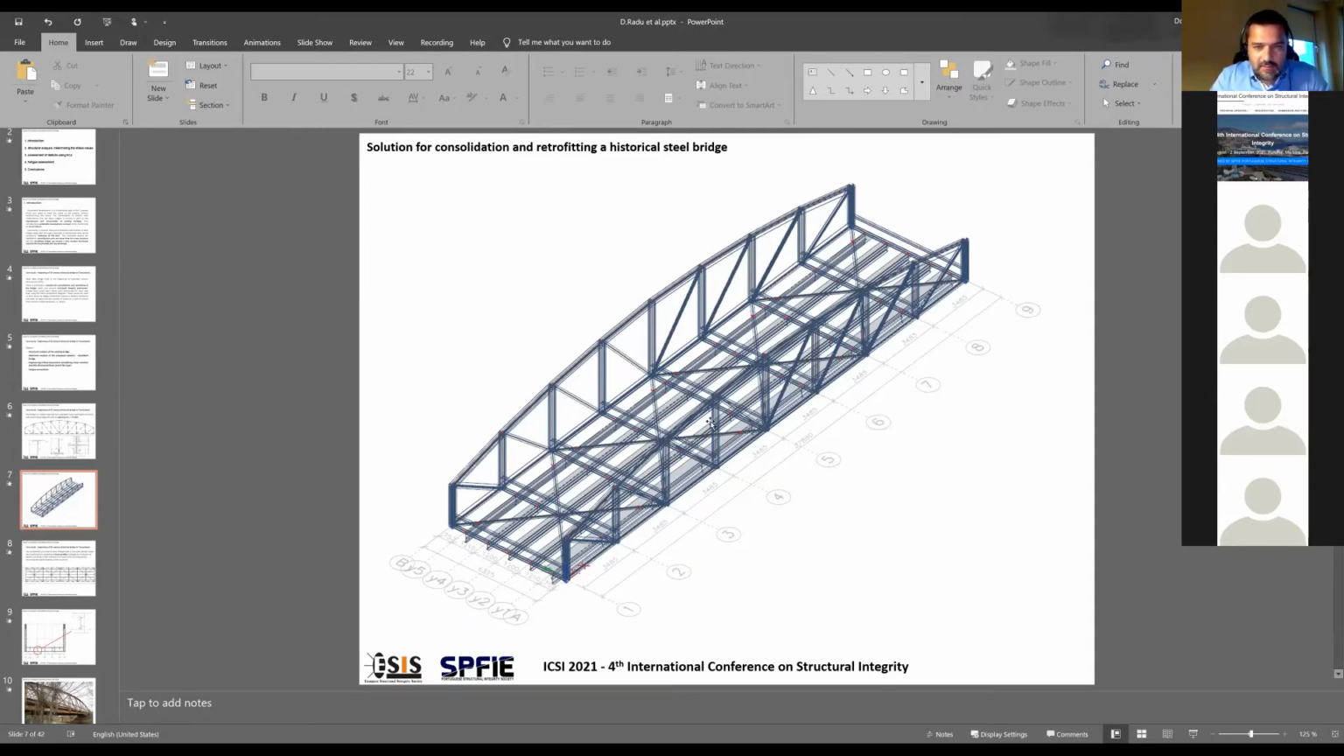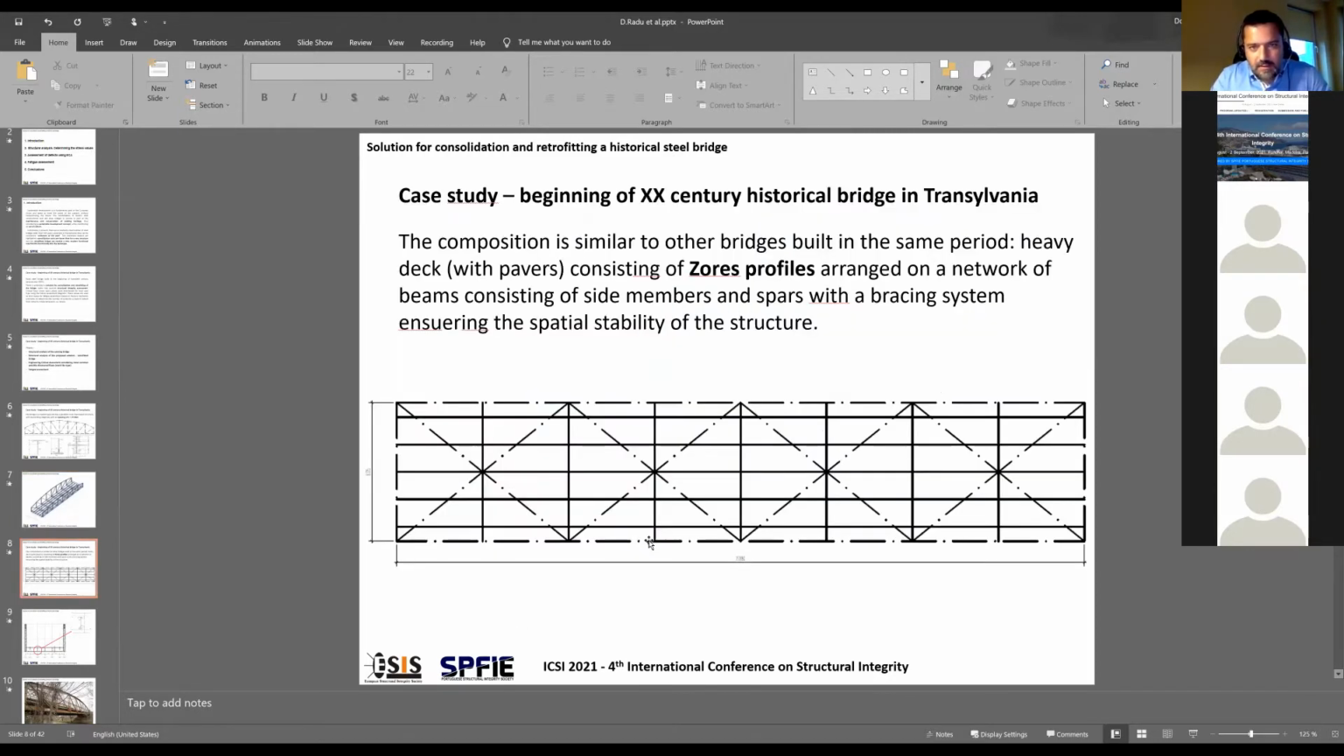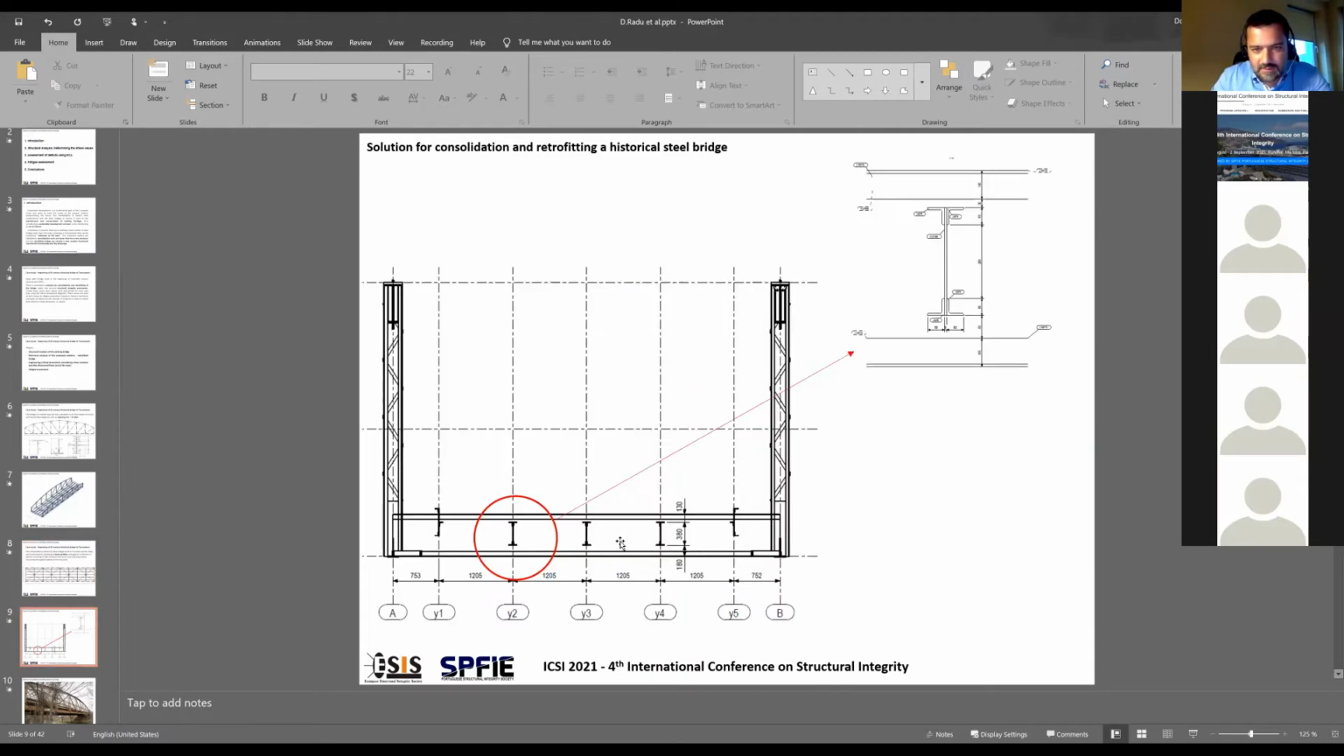We can see here that we have parabolic shape truss side beams, and of course for the deck, longitudinal and transversal beams. The pavement is sustained by some so-called Zores profiles. We will see in some images. There are some omega profiles that are sustaining the pavers because the deck is made with the pavers. And of course, as I said, the deck is consisting of a network of beams, transversal and longitudinal.